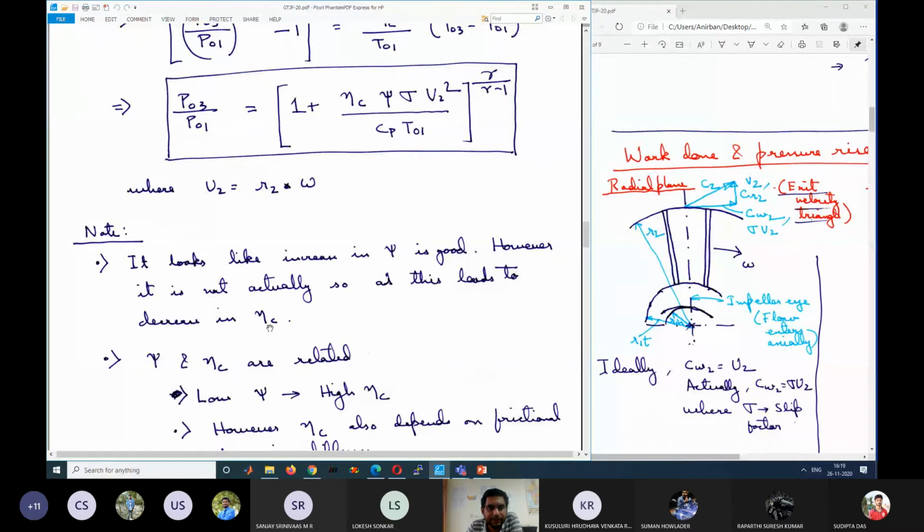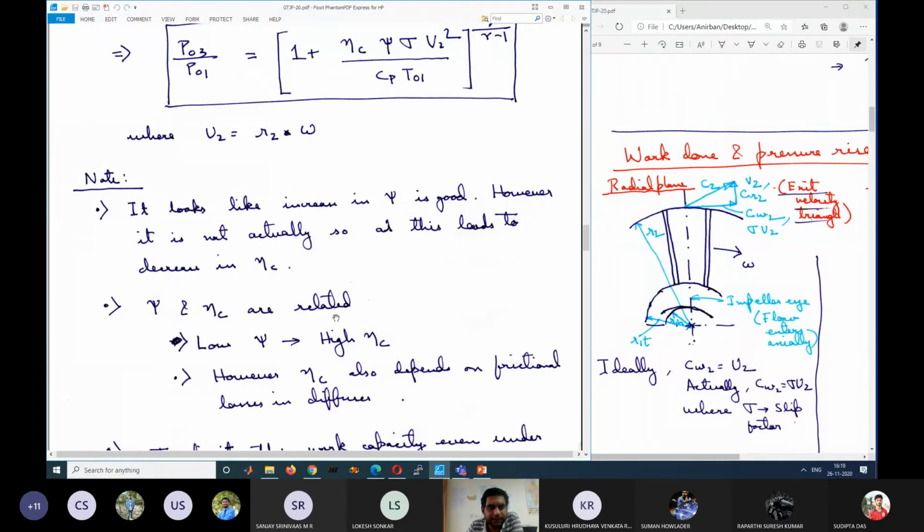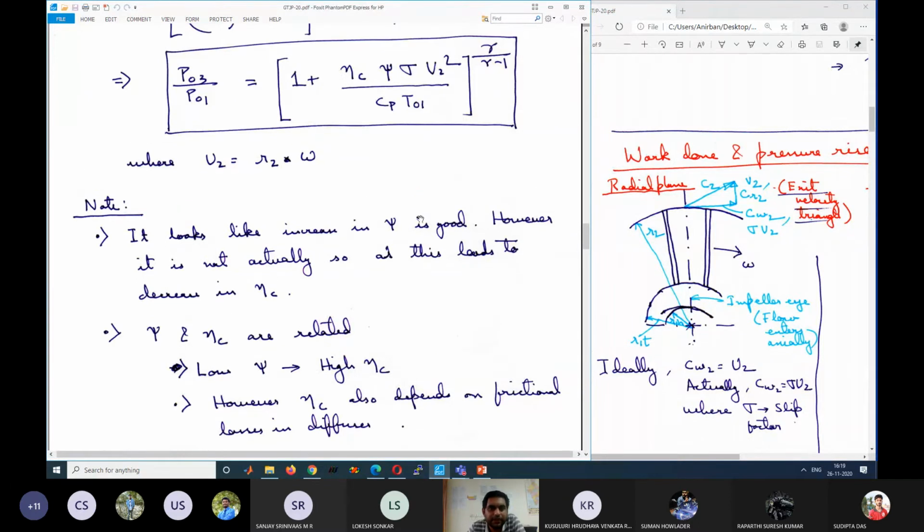And this I have explained. Psi and eta C are related. Low psi means high eta C. However, eta C also depends on the frictional losses in the diffuser, whereas psi only depends on the frictional losses in the impeller. So you can say that eta C takes into account both the losses, while psi only takes into account the impeller losses. But it has to be there because it comes as part of the equation. It has to be separately there from eta C.